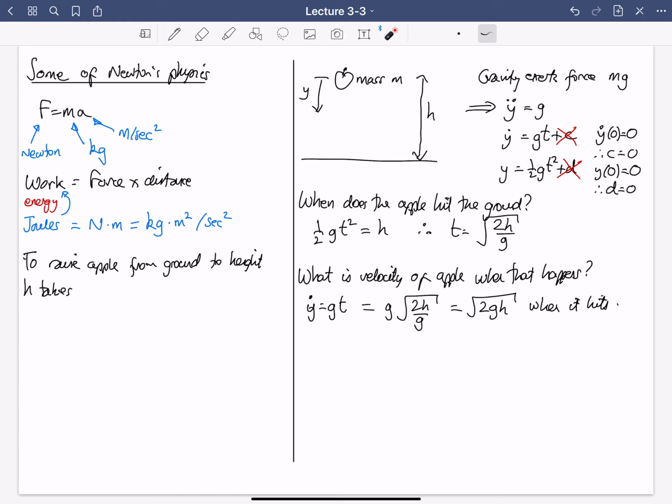Okay, so how much force have we got to put in? Well, the gravity pulling down is mg. So to move the apple up, we've got to put in exactly that force to balance off the gravity, right? So we need to put in force mg. So that's the force we need, and the distance we've got to put in force mg for a distance h.